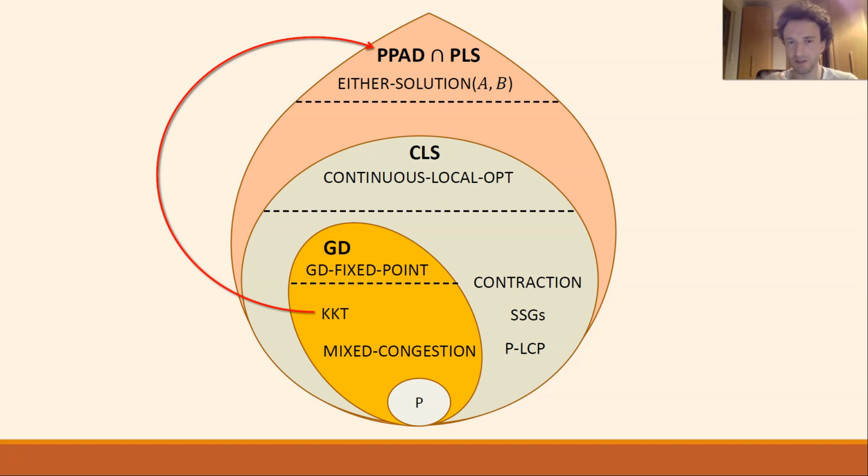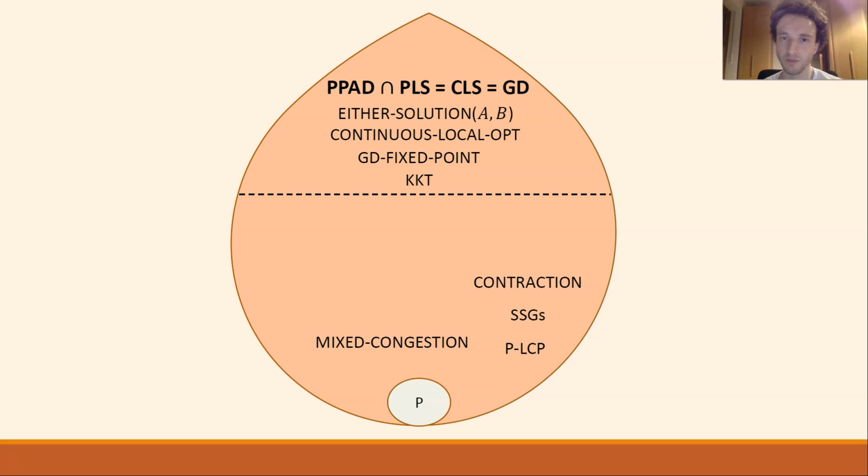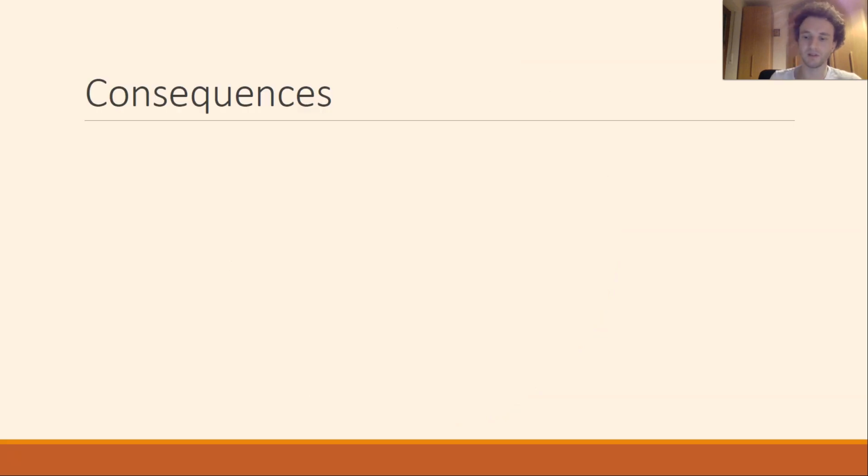So this problem, which lies at the bottom of the hierarchy, turns out to be as hard as the whole largest class, which means that the three classes actually collapse to a single class. So PPAD intersection PLS is the same as CLS, is the same as GD, and this class has all these complete problems and contains all the interesting natural problems that I mentioned. This collapse was very surprising, unexpected, because of how unnatural PPAD intersection PLS seemed as a class. And so the consequences are that, as it turns out, PPAD intersection PLS is an interesting class after all.